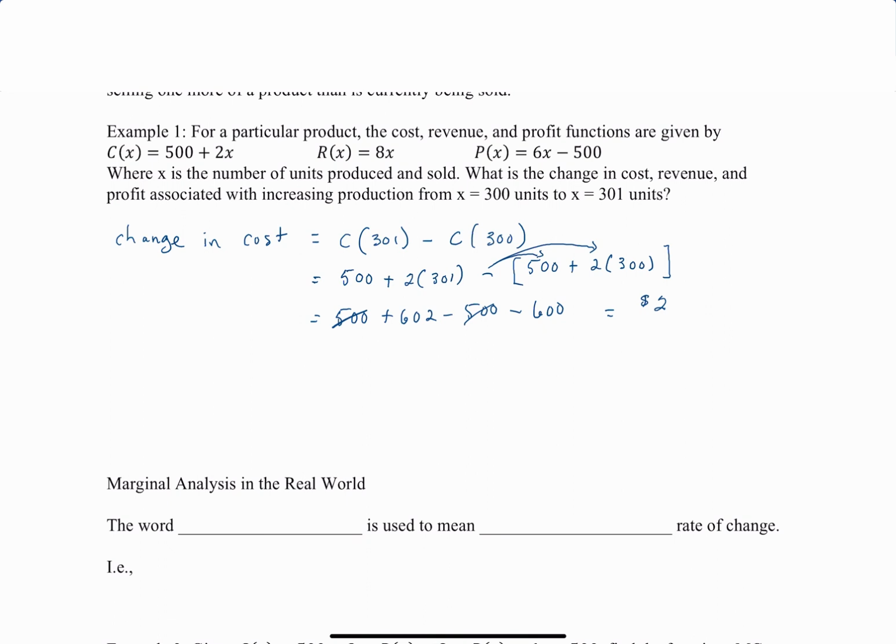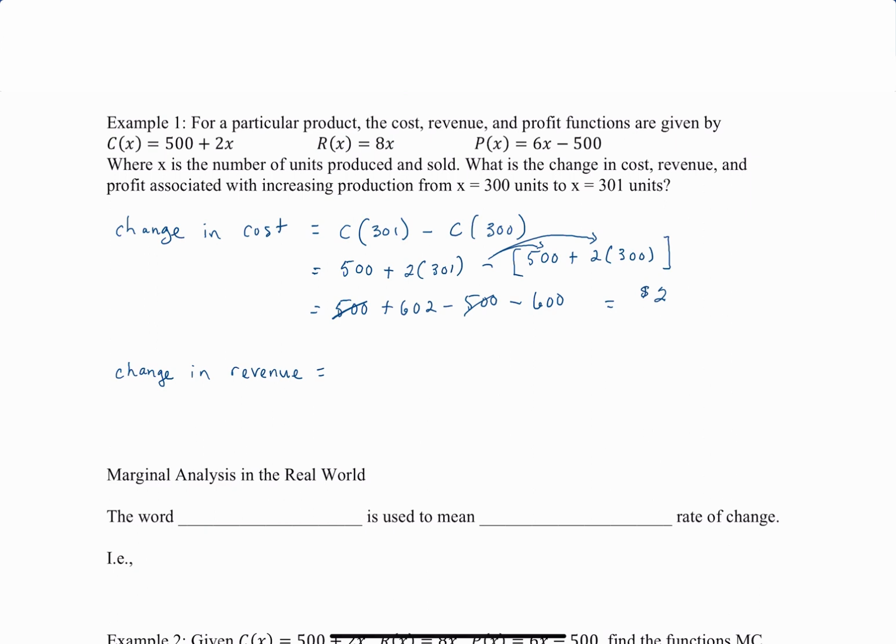Similarly, the change in revenue going from 300 to 301 units. Let's see, revenue is 8x, so that's going to be 8 times, oh, I guess I should write first. Okay, so I should really write first that what we're doing here is revenue at level 301 minus revenue at production level 300. Again, the difference in the two revenues is the change in revenue. So if we compute that, we have 8 times 301 minus 8 times 300.